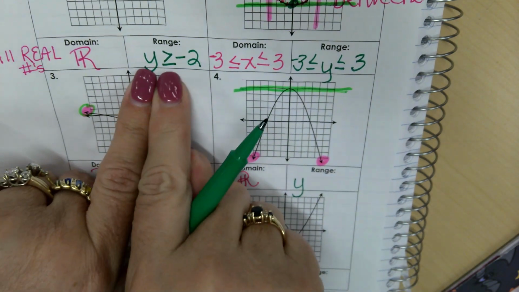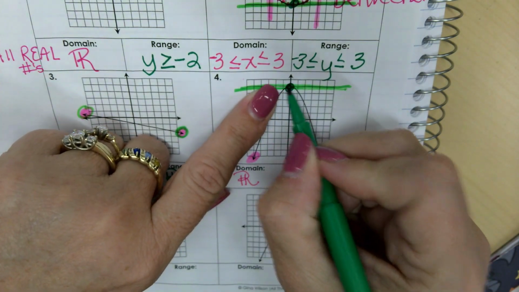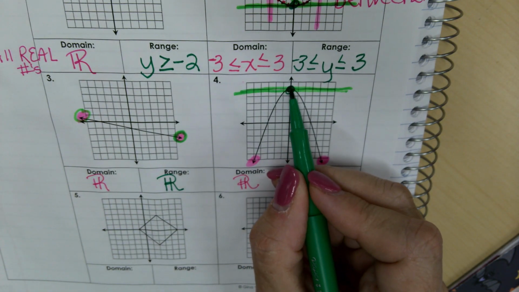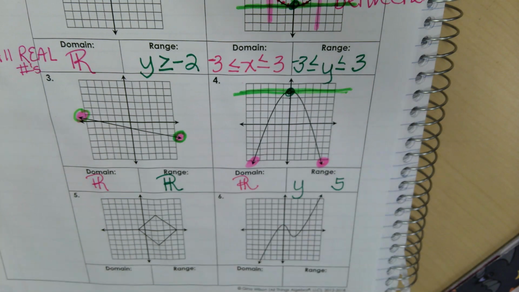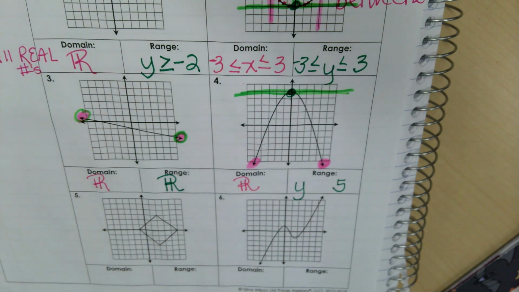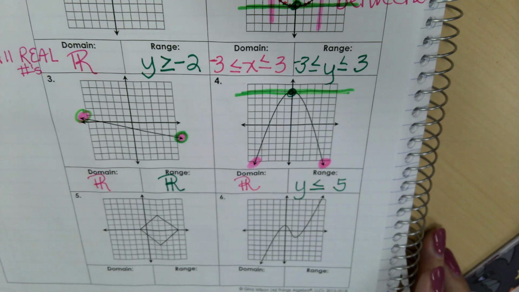So I'm writing down my y. What's this number right here? 1, 2, 3, 4, 5. But now is the graph greater than the line or less than the line? Less than or equal to the line.